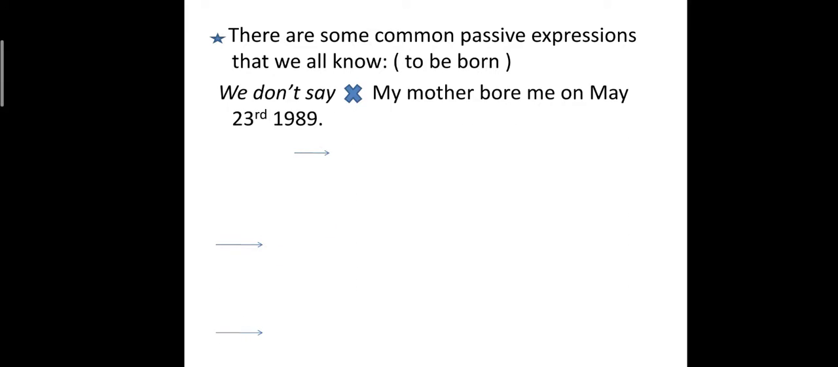There are some common passive expressions that we all know, like to be born. It can't come in the active form. It's always in the passive form. So it's wrong to say, or we don't say, my mother bore me on May 23rd, 1989. No, we can't say that. We say, I was born on May 23rd, 1989.